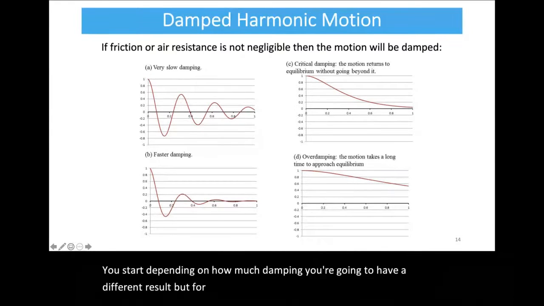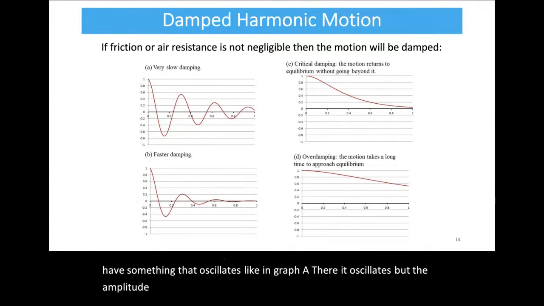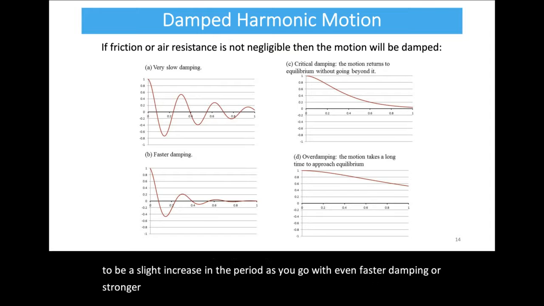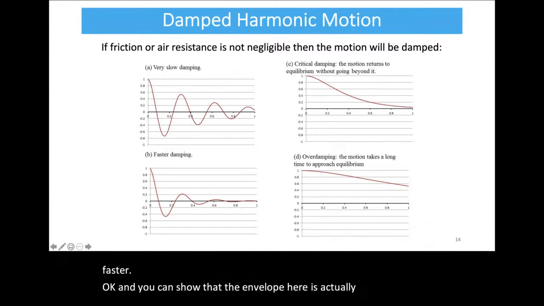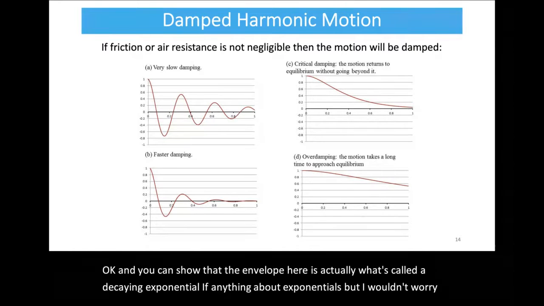But for very low or slow damping, you'll essentially have something that oscillates, like in graph A there, but the amplitude decreases as you go. And you can also see a slight increase in the period as you go. With even faster damping, or more drag in the system, the amplitude decreases even faster. You can show that the envelope here is what's called a decaying exponential. If you know anything about exponentials, I wouldn't worry about that here.